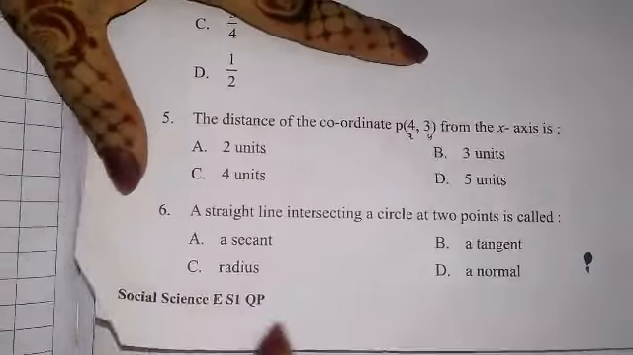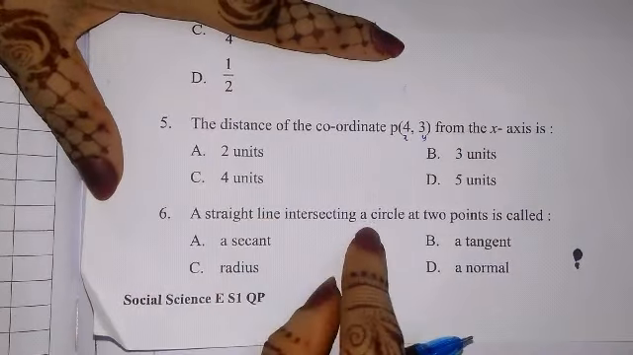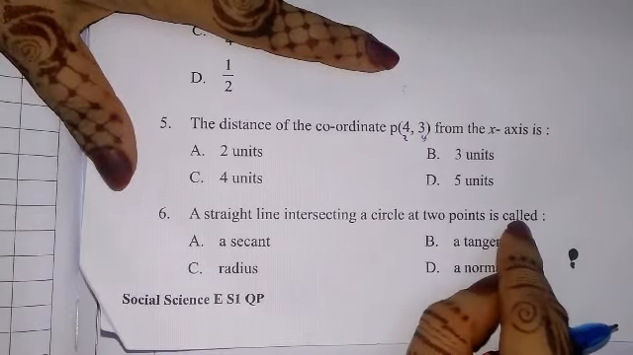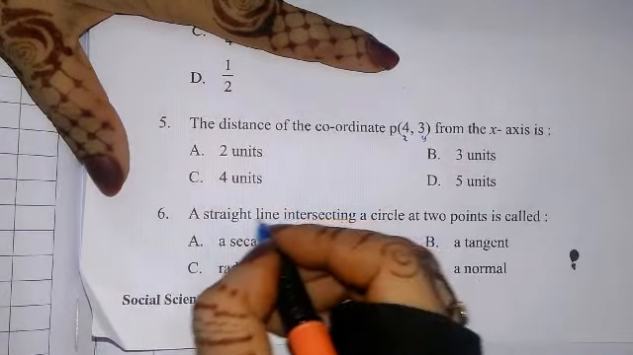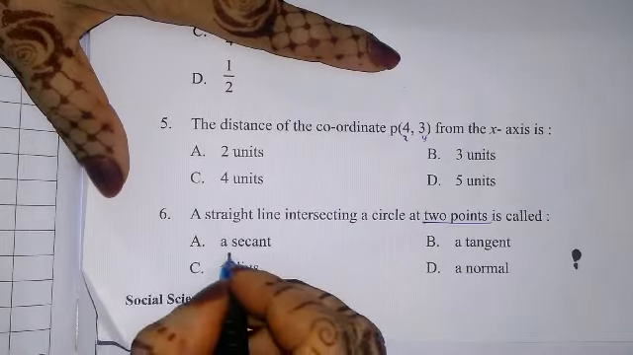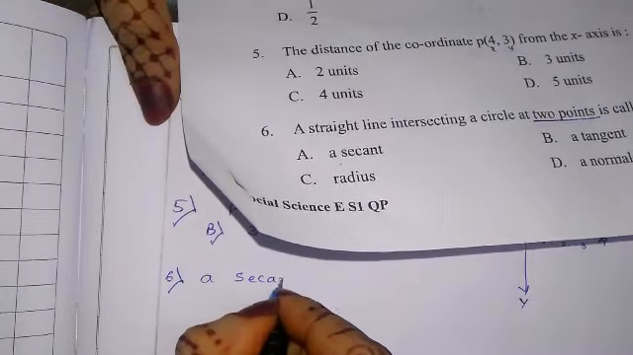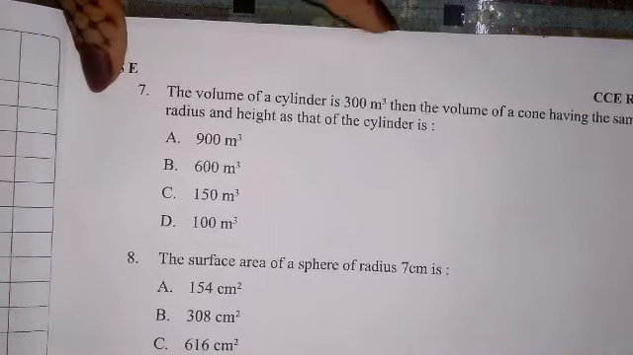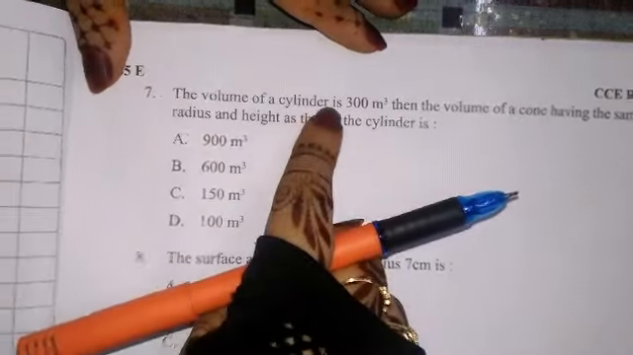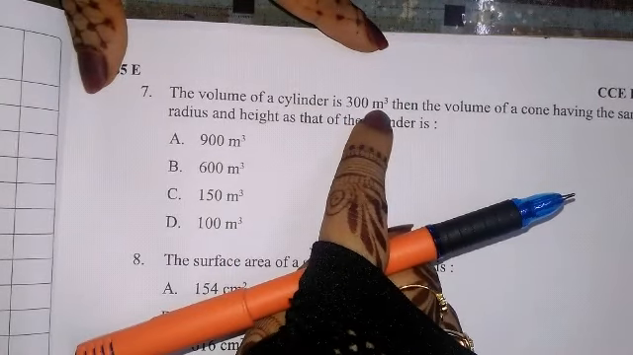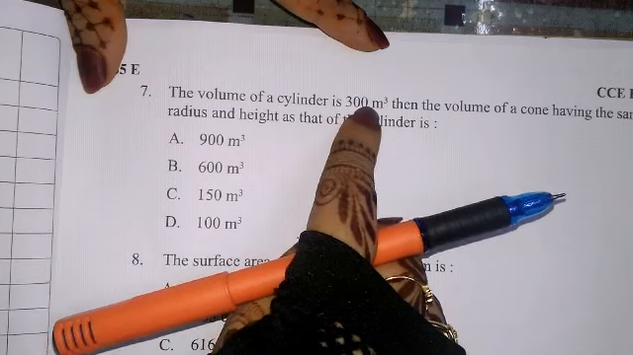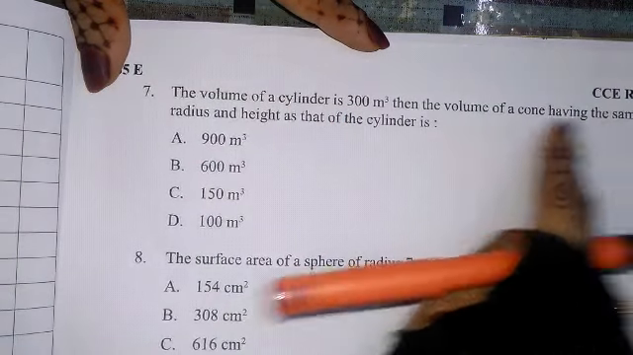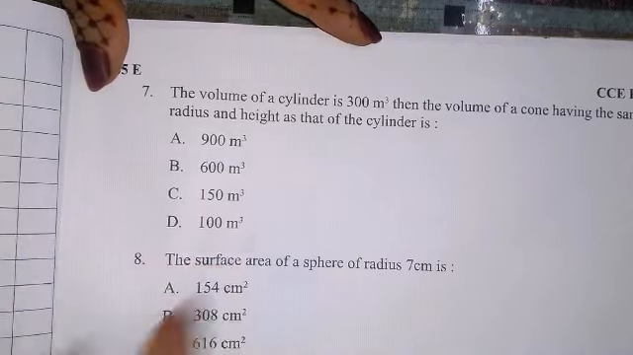Okay, the next question now. A straight line intersecting a circle at 2 points is called, we know that a line intersecting at 2 points is nothing but a secant. The sixth one is secant because it intersects at 2 points. Now let us see the 7th problem. The volume of a cylinder is 300 meter cube. Then the volume of a cone having the same radius and height, we have to find.